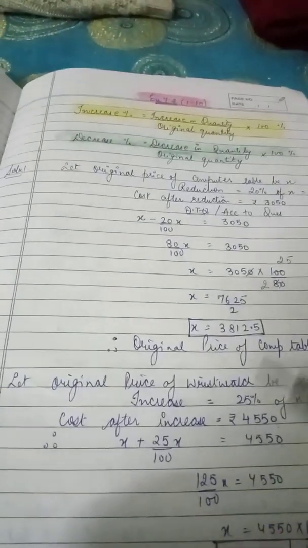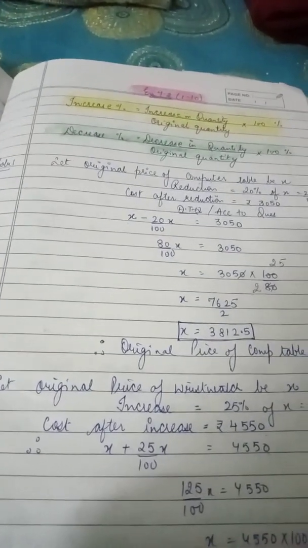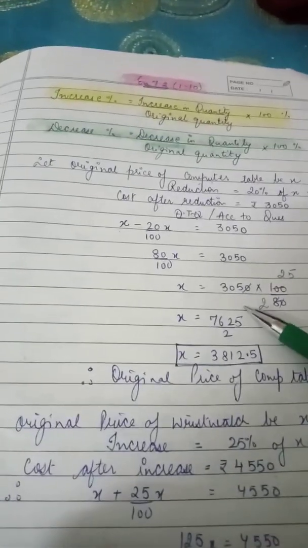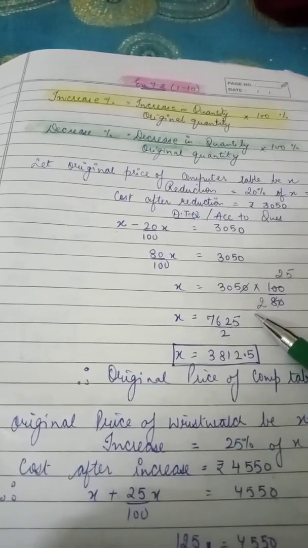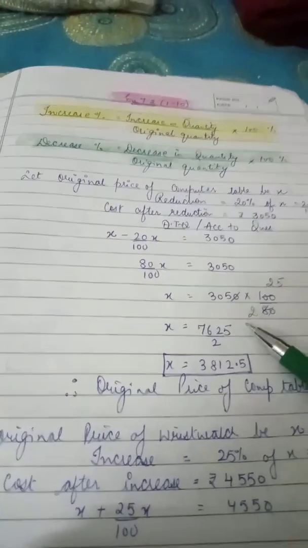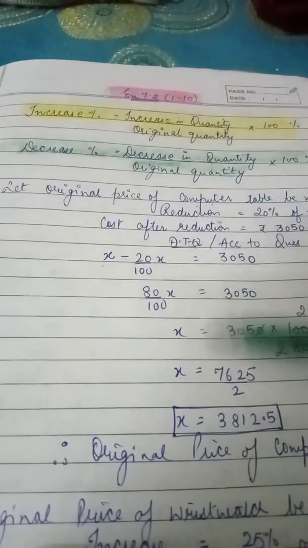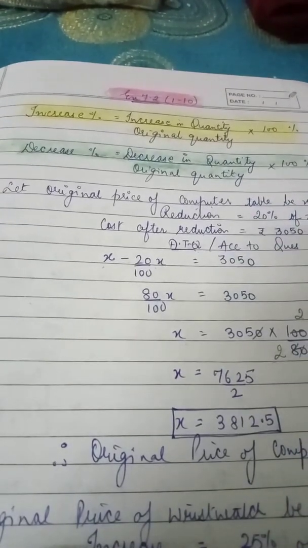The question says that due to increase, this is exactly like the first one. There it was decrease, now it is increase. You can just see the first solution and do it. Due to increase of 25%, the cost becomes 4550 and you have to again find the original. So this is exactly like the first solution. You can try it out.